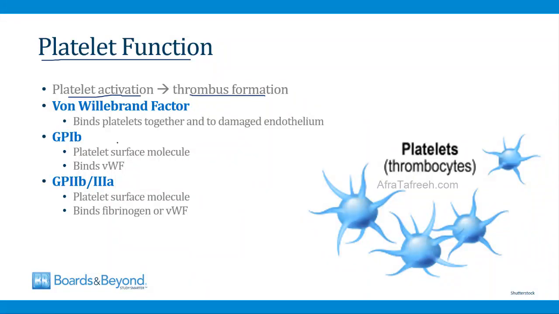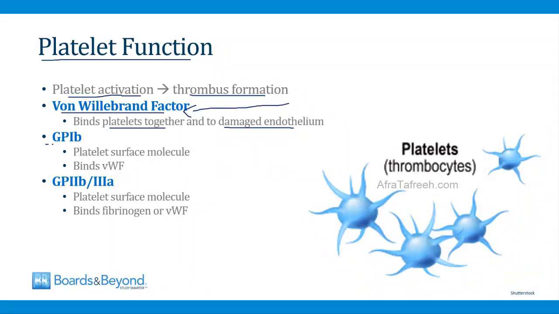In order for platelets to function, they need some help from factors in the plasma and also surface molecules on the platelet itself. The first thing they need is von Willebrand factor. This is a glycoprotein. It's produced by endothelial cells and megakaryocytes, and it binds platelets together and also binds platelets to damaged endothelium. So von Willebrand factor is necessary for platelet thrombi to form.